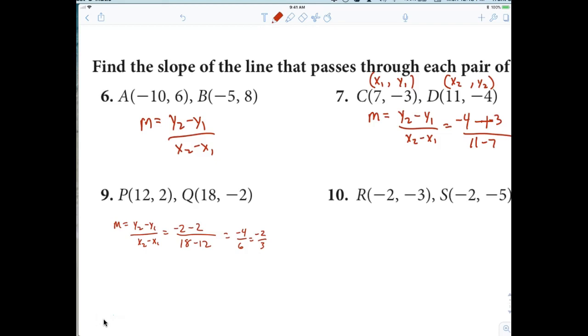Now, which one of those? I would like for you to write this down too. Remember, this is just the first point, correct? That's what we call it, x1 and y1. And the second point is considered what? X2 and y2. So everybody's going to do that. X2 and y2. All right.